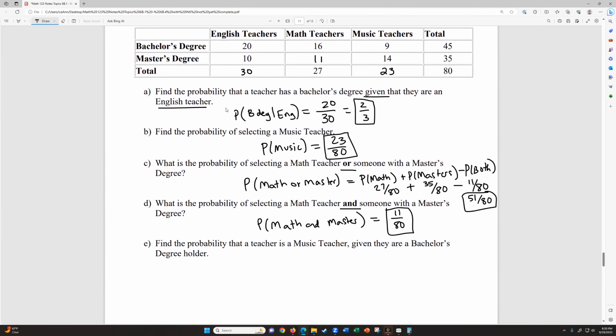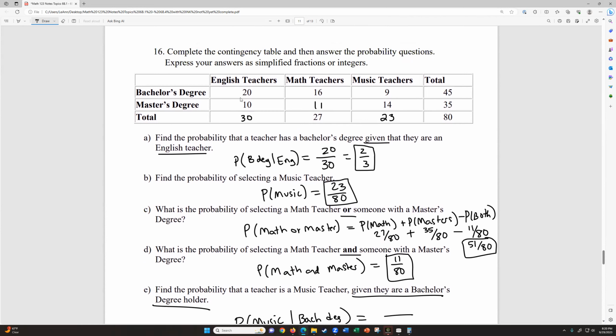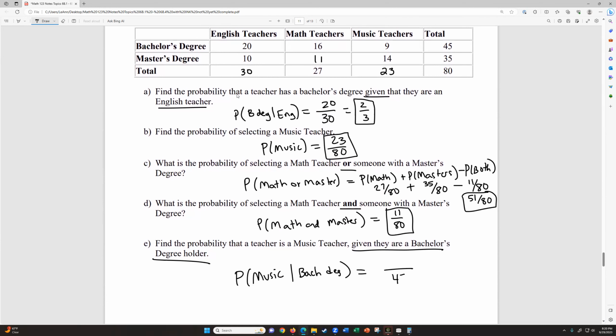Find the probability that a teacher is a music teacher given they have a bachelor's degree. So we're looking for a music teacher and we already know they have a bachelor's degree. So that means only people with bachelor's degree are in our denominator. If we look at bachelor's degree row, go all the way over, we have only 45 people to choose from since we know they have a bachelor's degree. Out of that row, only 9 of those people are music teachers. If we divide those both by 9, that would be 1/5. So there's a 1 out of 5 chance that if you know you have somebody who has a bachelor's degree as your selected teacher, then they also are a music teacher.